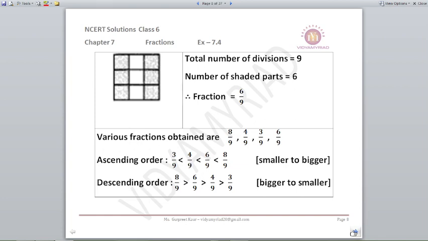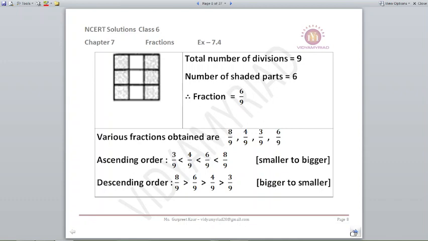Now here all the fractions have the denominator 9. So we have various fractions, 4 parts are there, 8 upon 9, 4 upon 9, 3 upon 9 and 6 upon 9. Based on the denominator, we will write the ascending order. Ascending is smaller to bigger. We will look at the numerator. So 3 is smallest one and 8 is the biggest one. So accordingly, we will write the ascending order. First will be 3 upon 9, 4 upon 9, 6 upon 9 and 8 upon 9. In the case of descending order, it is just the reverse of ascending. So answer will be 8 upon 9, 6 upon 9, 4 upon 9 and 3 upon 9.